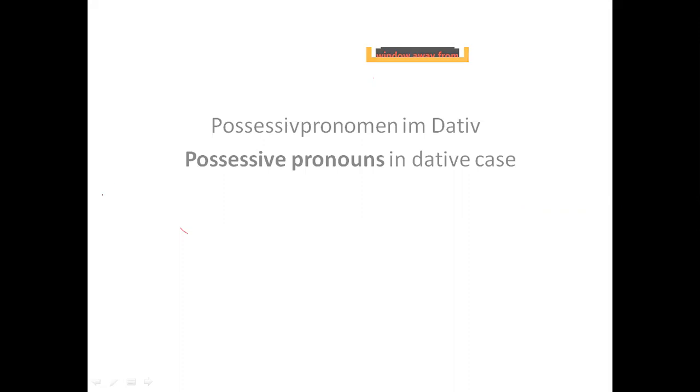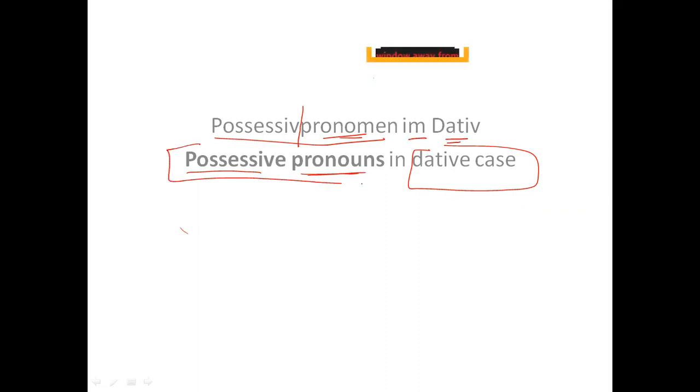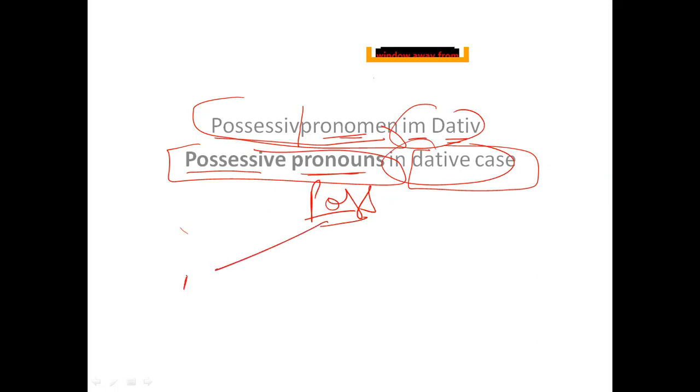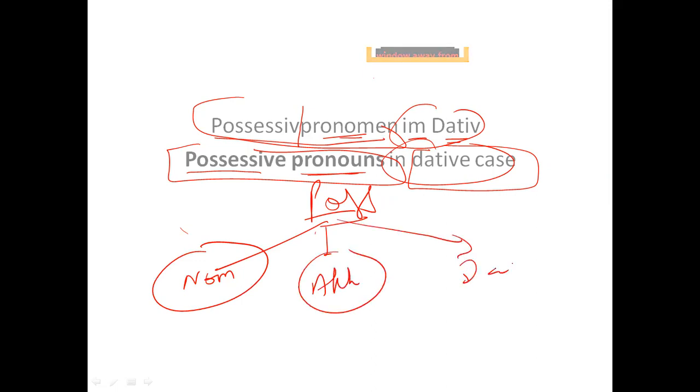In today's lecture, we are going to talk about possessive pronouns in dative case. In German, we say possessive Pronomen im Dativ. So, in this lecture, we are going to cover this topic, possessive pronouns, possessive Pronomen im Dativ, in dative. Now, if I talk about possessive pronouns, we have possessive pronouns in nominative case, we have possessive pronouns in accusative case, we have possessive pronouns in dative case.